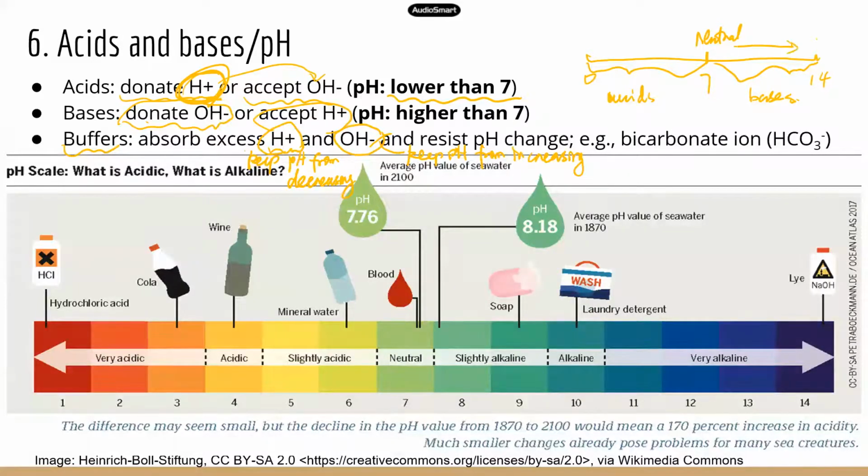Because you are going this way. For acid, you're going the other way. So if buffers can absorb hydroxide ion, that will keep pH from increasing. If buffers can absorb excess hydrogen ion, then that's going to keep the pH from decreasing, from getting more acidic. So buffers are chemicals that can resist pH change. That's why they're called buffers, right? They provide a buffer for any pH fluctuations. And a very common buffer ion in our body that keeps pH more or less stable is bicarbonate ion.